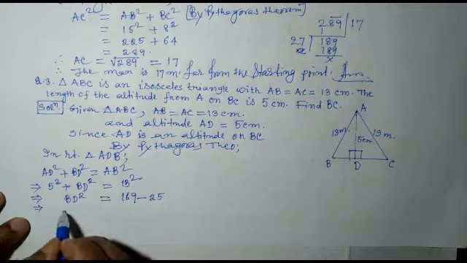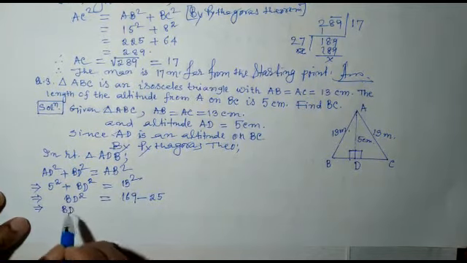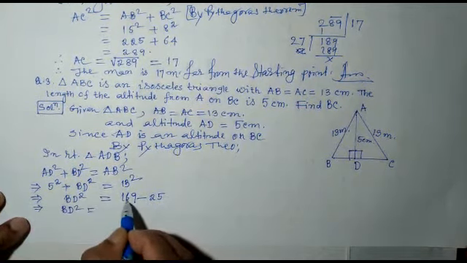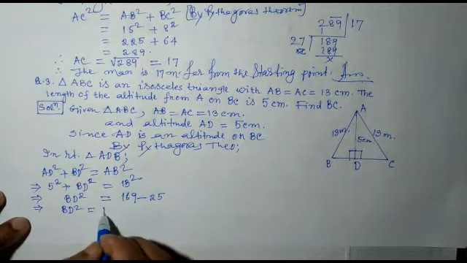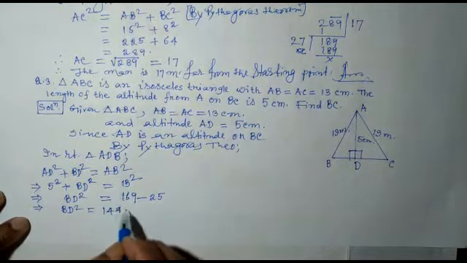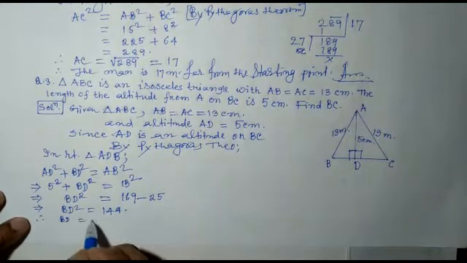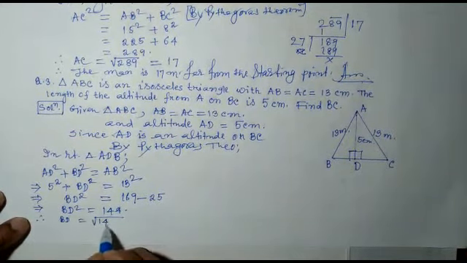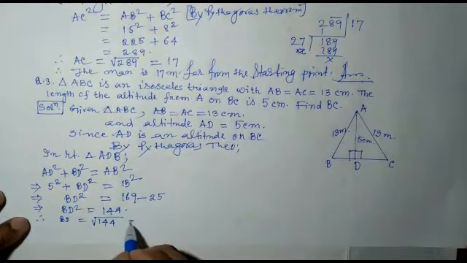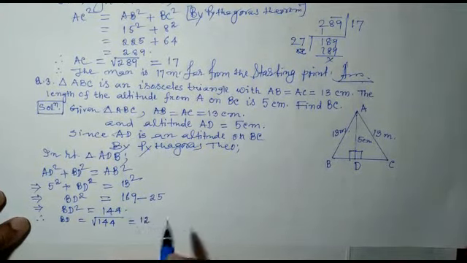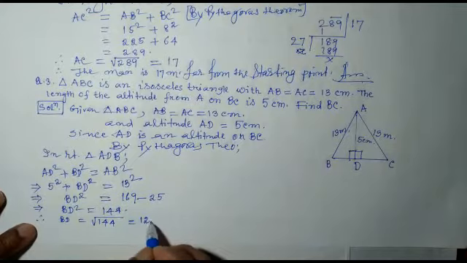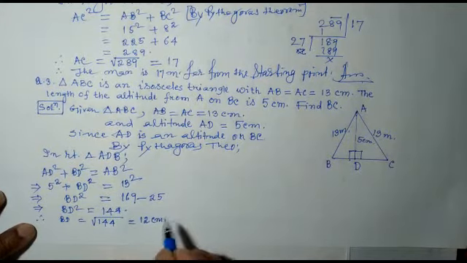Or we can write BD square is equal to 169 minus 25 is 144. Therefore, we find the value of BD. Square root of 144 is 12. So question given in centimeter, we can write here centimeter.